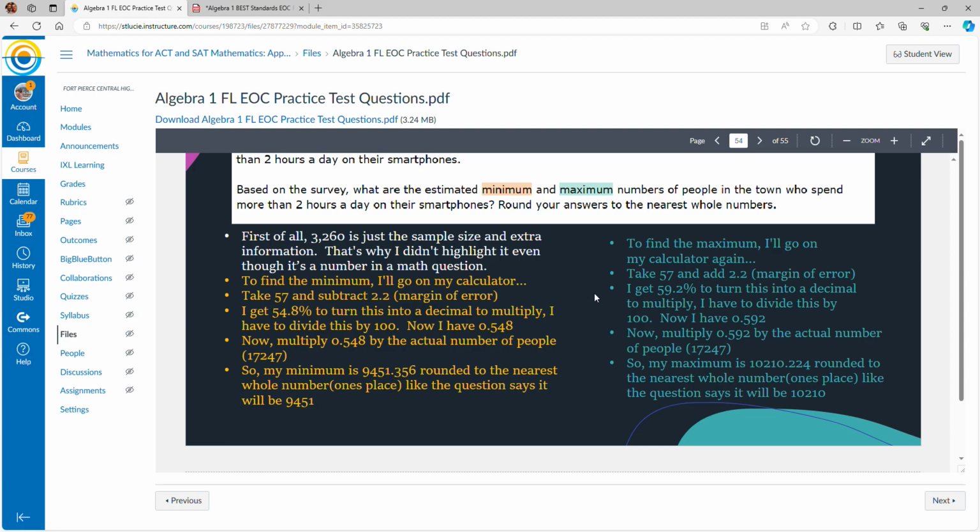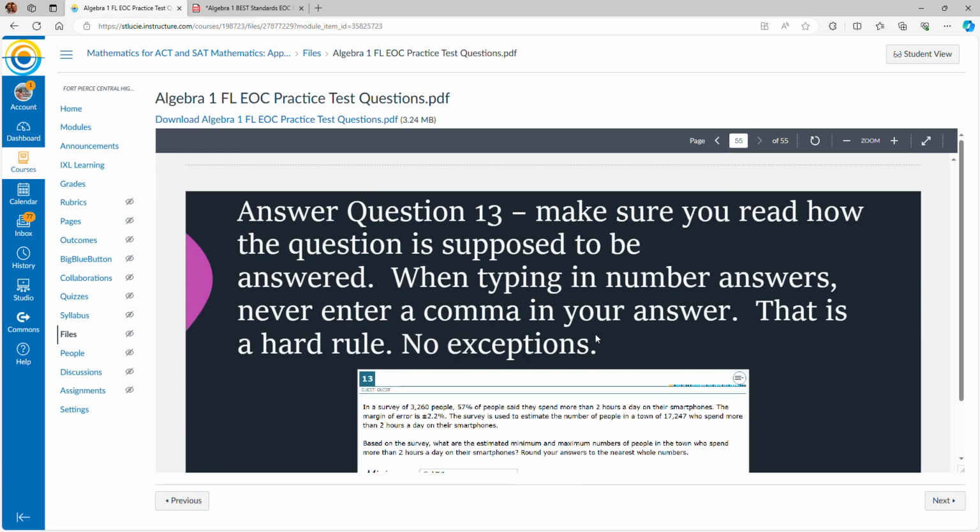And my maximum, calculator again, 57 plus 2.2 is 59.2. Then divide that by 100 to turn my percent to a decimal. That gives me 0.592. Multiply that by the number of actual people in the town, which gives me 10,210.224. Again, round to the nearest whole number. My 2 in my tenths place tells my 0 in my ones place to stay a 0. So I enter those two answers.